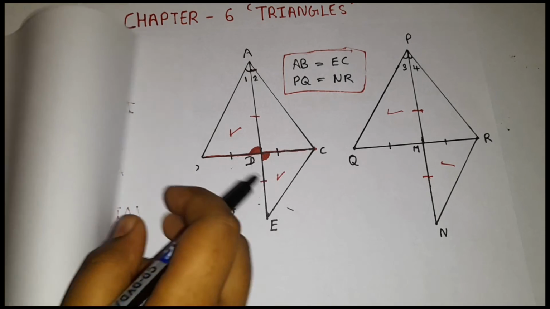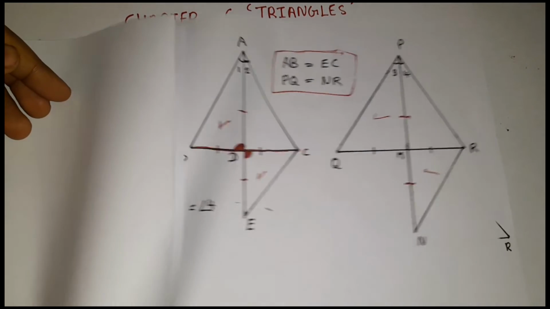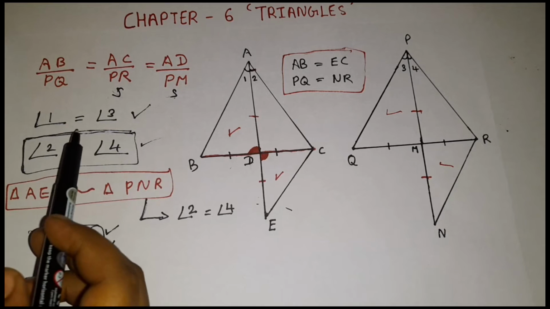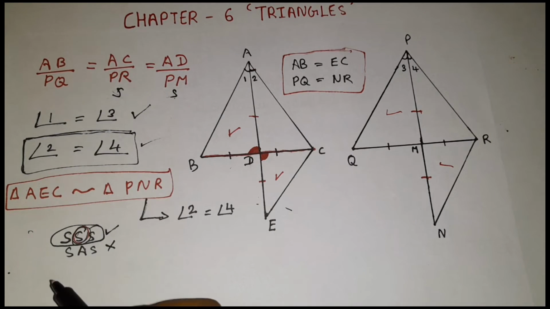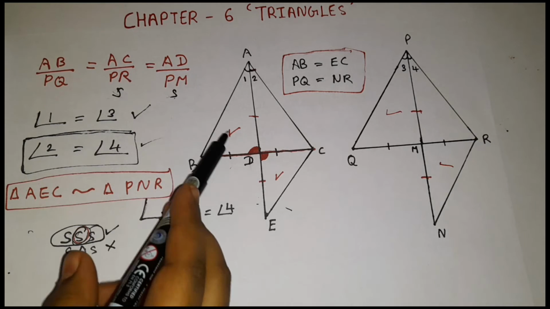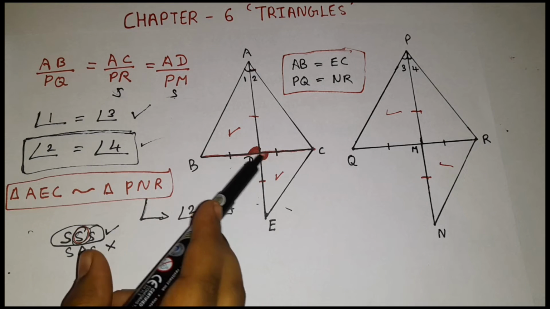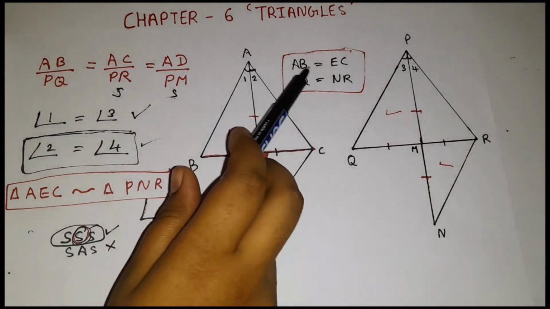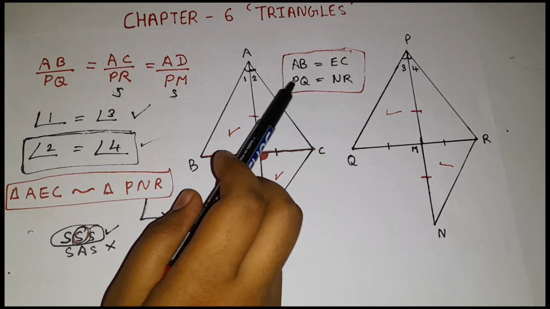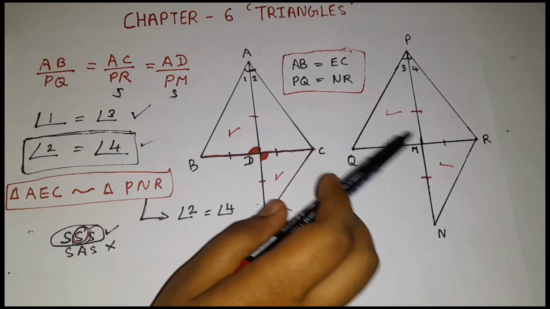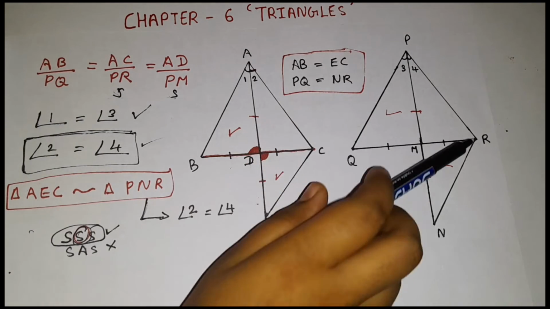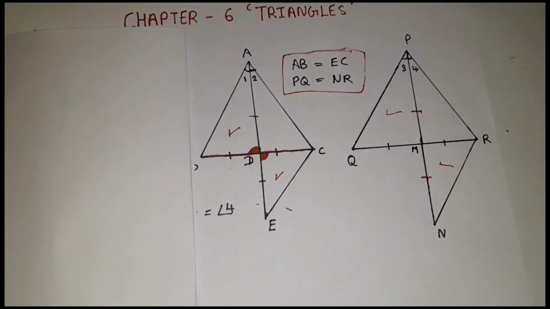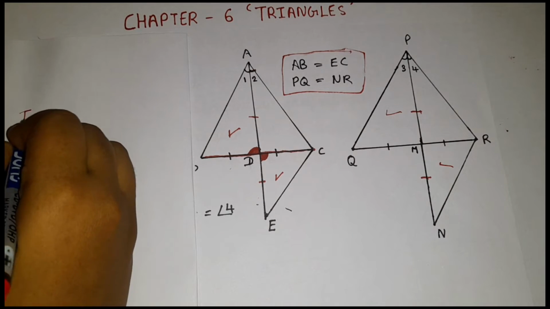So since you guys know, we got two side information, but we want one more side information. So when we prove these two triangles as congruent, I got AB equal to EC. Am I right? Likewise, if I prove these two triangles as congruent, then I can say PQ is equal to NR. Am I right?